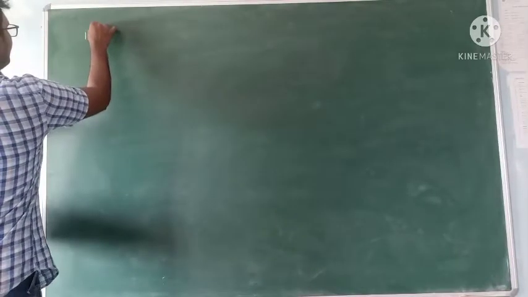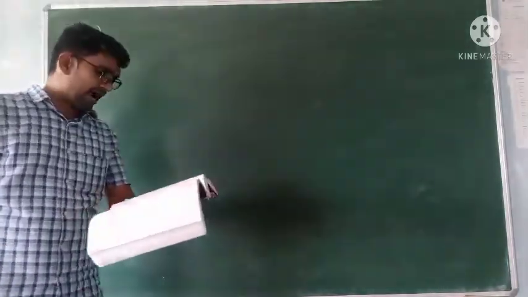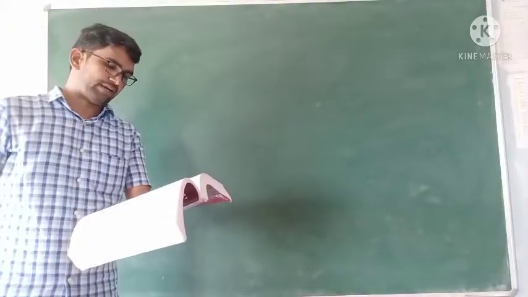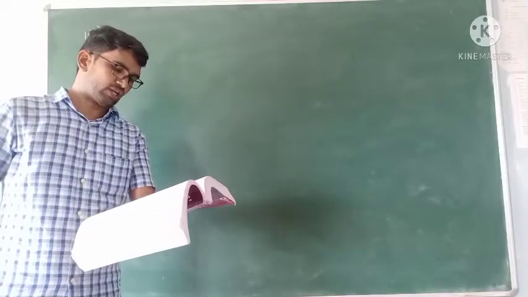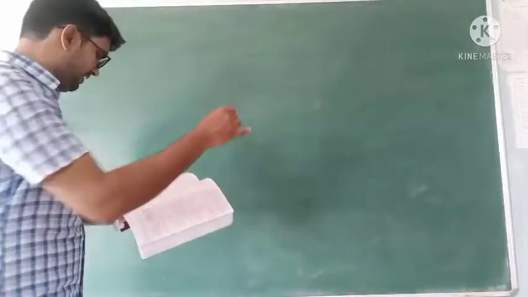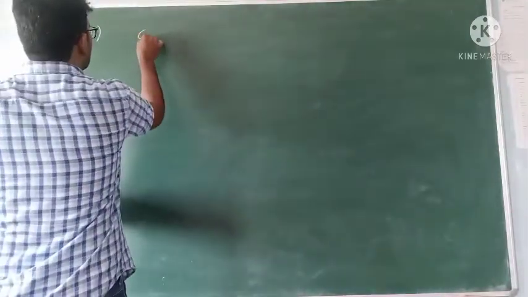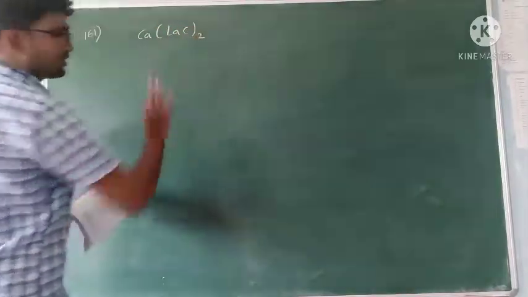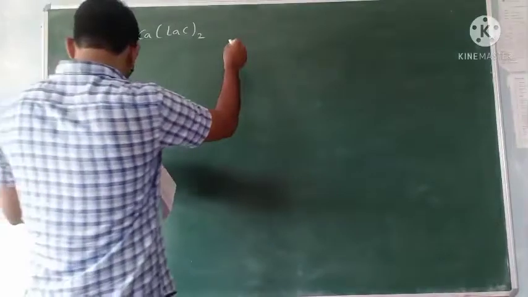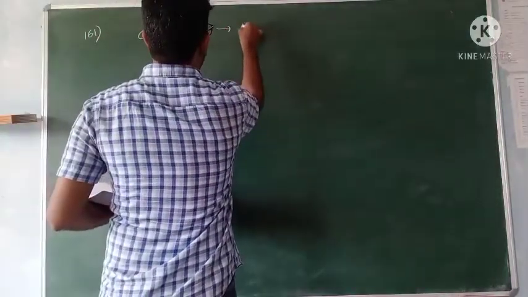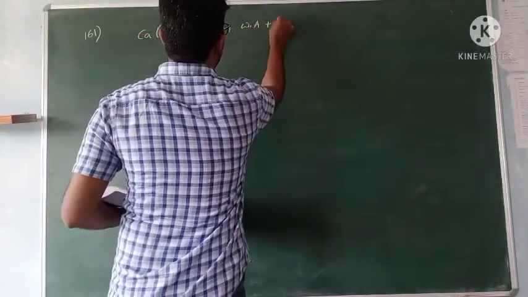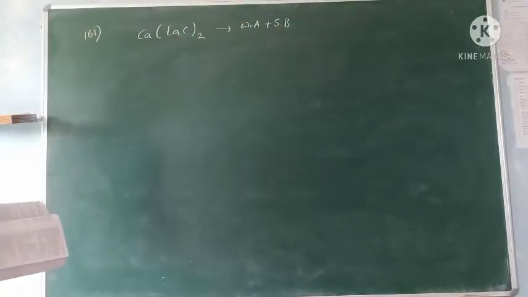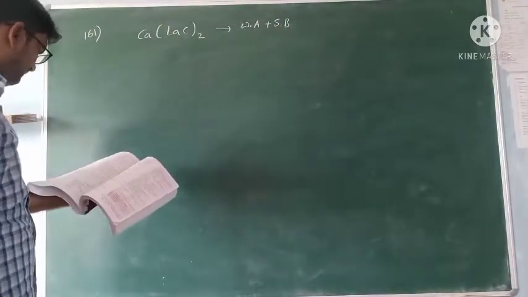161. Calcium lactate is a salt of weak organic acid and strong base, and is represented by Ca(Lac)2. It is one of the salts. And what type of salt is it? It is a salt of weak acid and strong base. Weak acid and strong base, right?